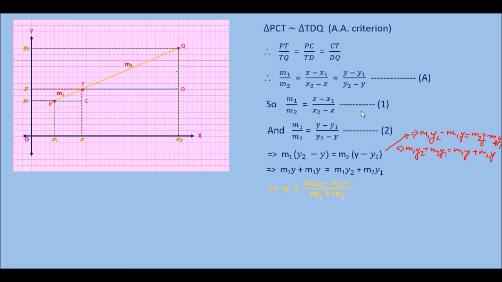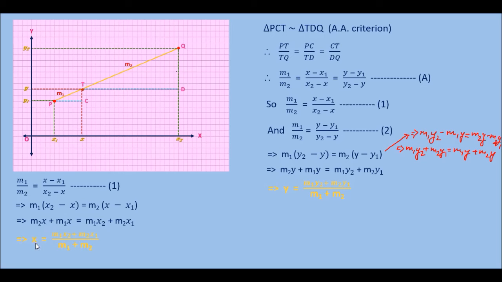Now we will be coming to the equation number 1. We will be solving for x from equation number 1. So we are writing this equation number 1, and again we will be cross multiplying. So it is m1 times x2 minus x equal to m2 times x minus x1. And the same thing that I have done over here, you have to do the same thing, and you will be getting m2x plus m1x equal to m1x2 plus m2x1. Okay. So we take x as the common factor outside, and we will be having within the brackets m1 plus m2, which will be coming down.